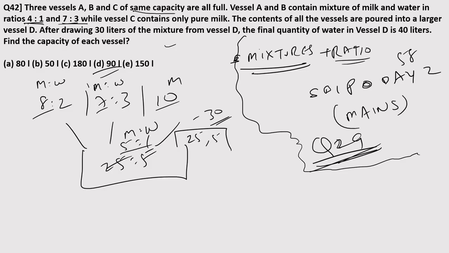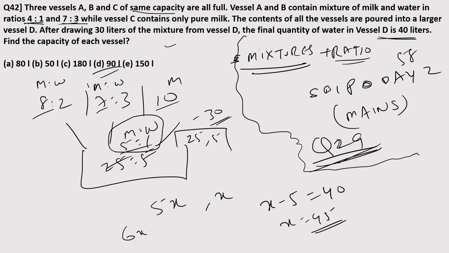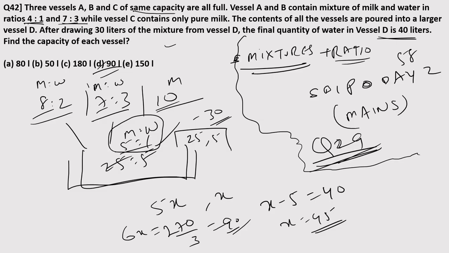Now if in this part I assume 5x milk and x is water, so can I say x minus 5 is actually 40, because it is saying after removing 30 liters final quantity of water in vessel D is 40. So x equal to 45. If x equal to 45, total is how much? Total is 6x. So 6x has to be 270. If 6x is 270, in this container we have 270 liters. So all these capacities are same, so they have to be 90 each. So answer is 90. Fine.